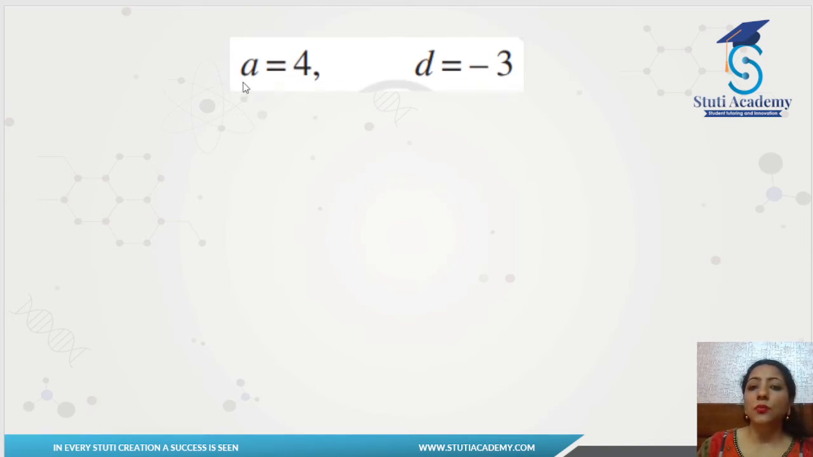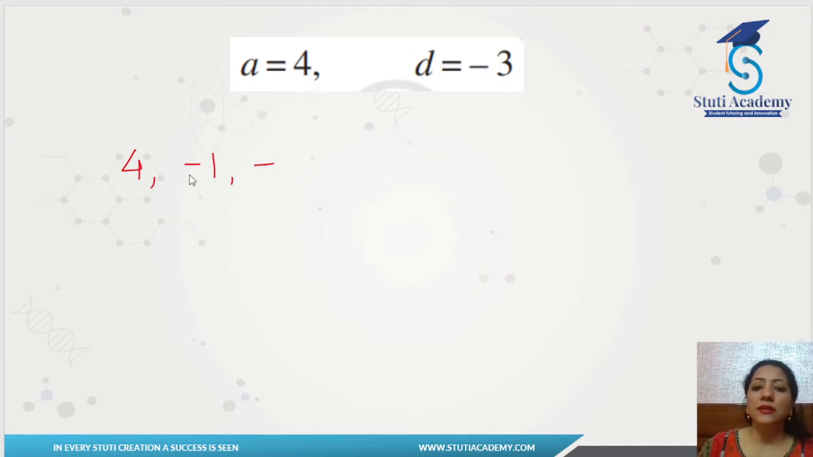Now coming to this one, we have A as 4 and D as minus 3. So we're going to start from 4 and add minus 3 to it. You're going to get how much? You will get minus 1. Now you add minus 3 to it. You will get how much?